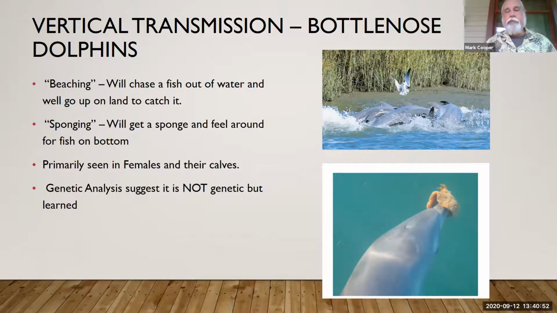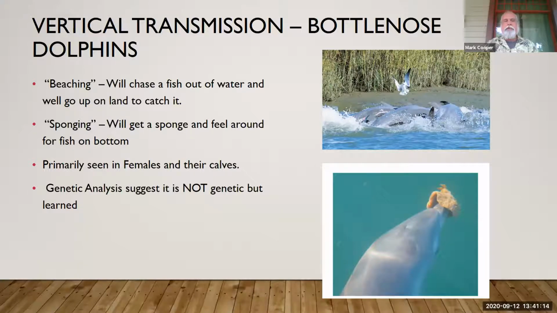A couple of different behaviors that are taught from parent to child would be beaching, where they chase fish up onto the beach, and then they will have a feeding frenzy where the fish now has no options. And, you know, we see that orca will do that to seals. And so that is a very common vertical transmission.